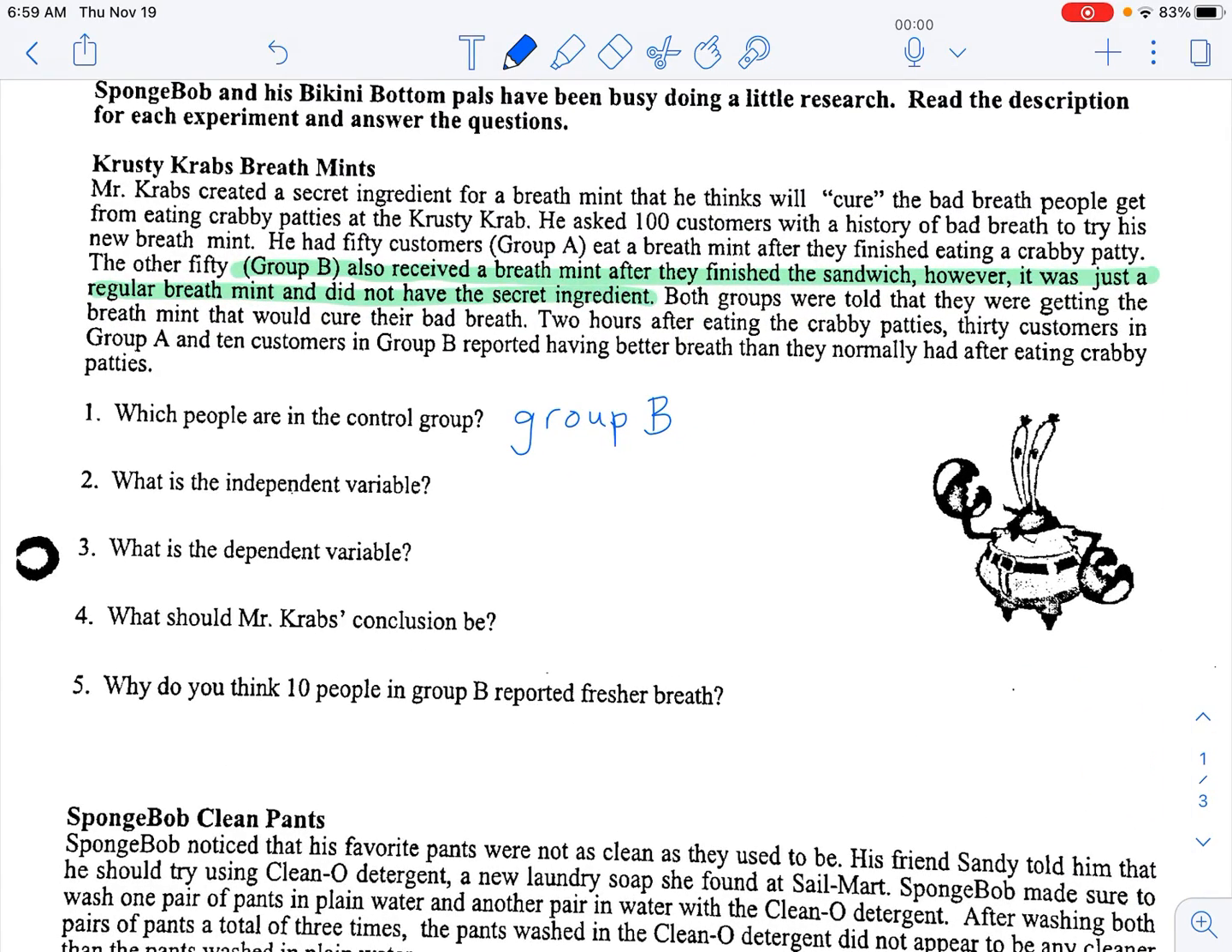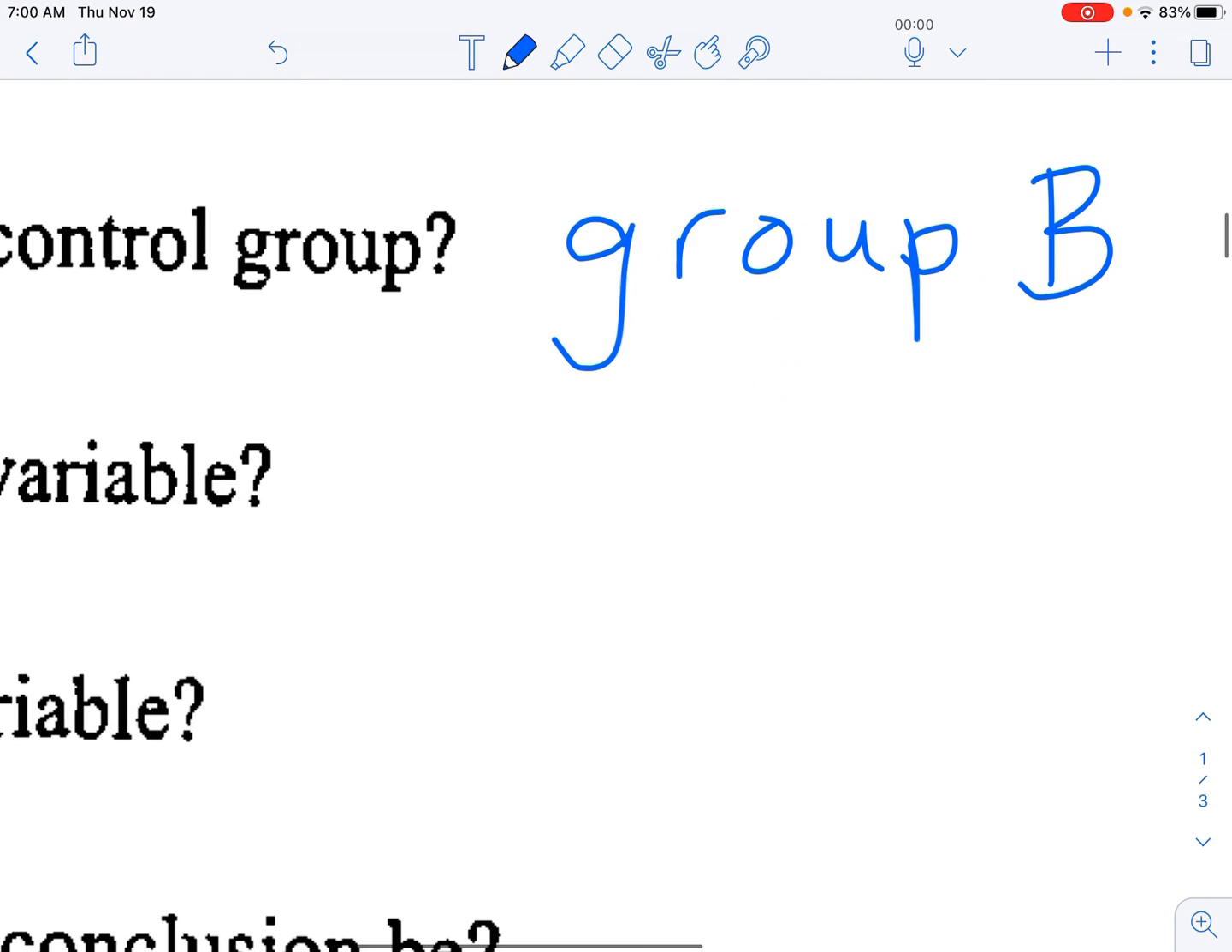Next, it's asking what is the independent variable. The independent variable is going to be the thing that is changed by the person doing the experiment. And so, what is the new thing they're trying or testing in this experiment? They are testing the secret ingredient for the new breath mint. Set that up here. So our independent variable is going to be the secret ingredient.